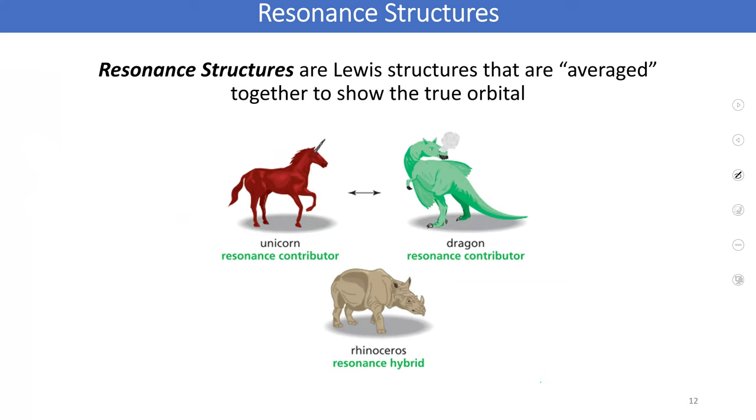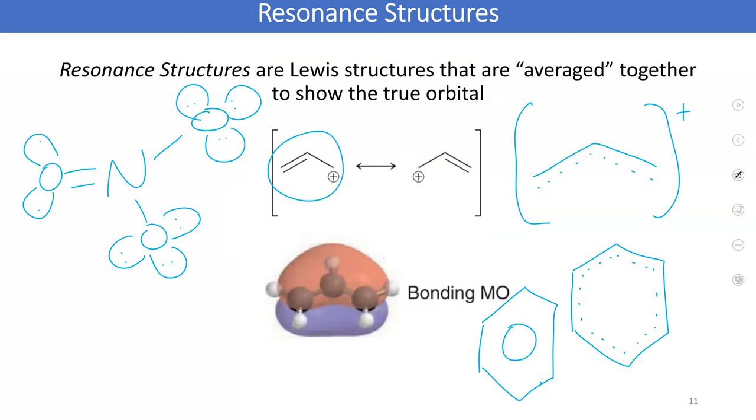I like this diagram for a number of reasons. If you take a unicorn and a dragon and you average them out, unicorn doesn't exist, a dragon doesn't exist. But if you take them and you average them together, you get something that does exist. So this structure doesn't exist, and that structure doesn't exist. But if you average them together, that structure does. That's basically what resonance structures are. It's the pieces that you average together to get what the electrons are actually doing when they're delocalized.